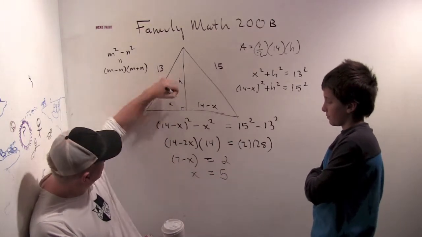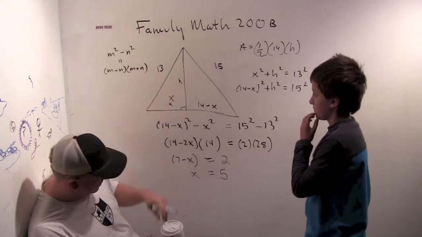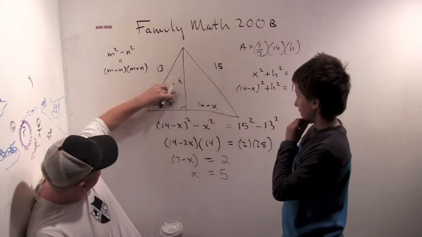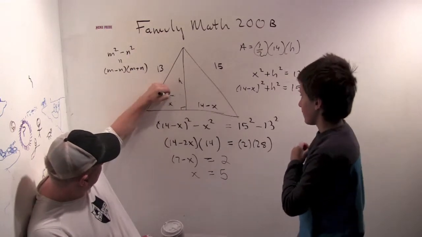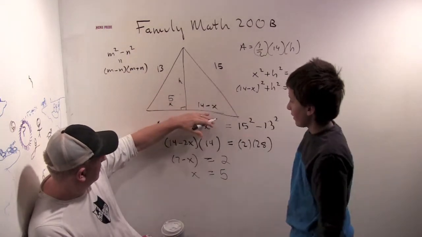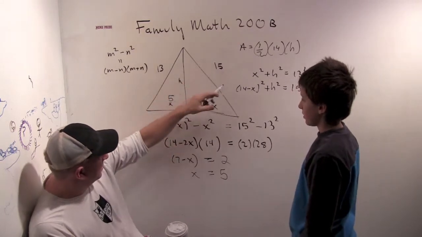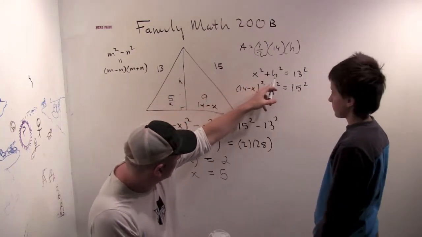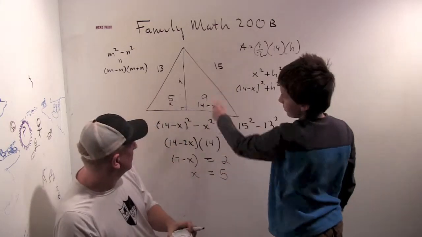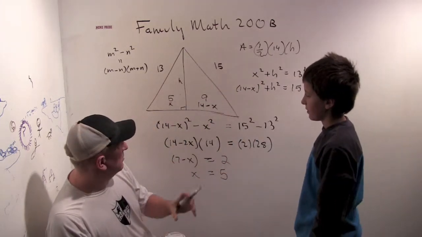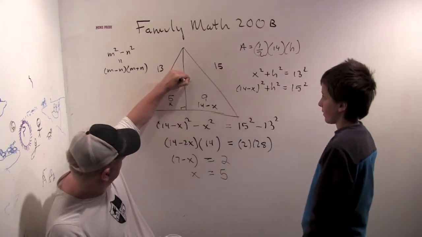So in this case we've got x equals 5. So 14 minus 5 would be 9. Okay, and now we got to just solve 5 squared plus h squared is 13 squared. It's going to be 12. 5, 12, 13 like I thought.